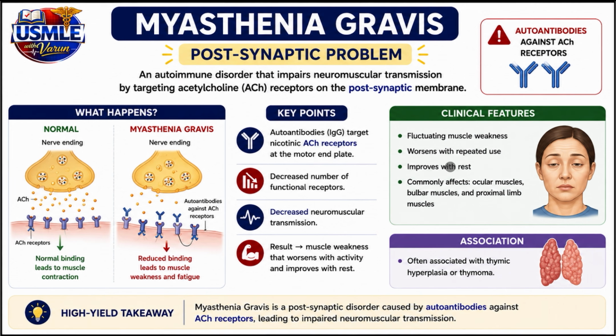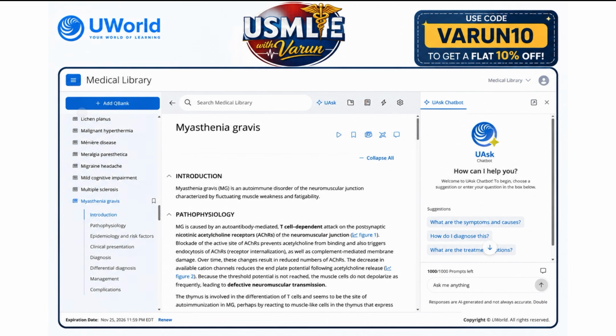Clinical features include fluctuating muscle weakness, which worsens with repeated use and improves with rest. It commonly affects the ocular muscles, bulbar muscles, and proximal limb muscles. It is usually associated with thymic hyperplasia or thymoma. This is a key point that we need to remember with regards to myasthenia gravis.